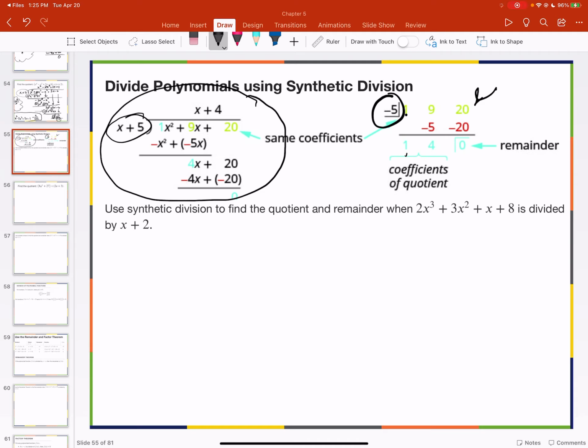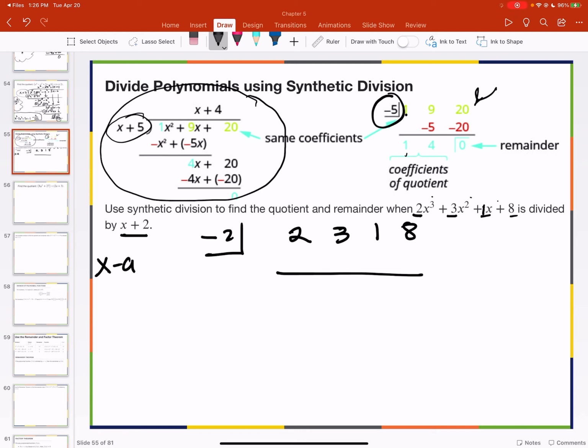I'll do an example. If I divide by x minus 2, synthetic division means I have to divide by negative 2, because the form is x minus a. So in this case, a would be negative 2. And the coefficients are 2, 3, 1, and then 8. Notice the exponents go 3, 2, 1, 0. So that's fine. You would write your exponents here, your coefficients here, and you draw a line.